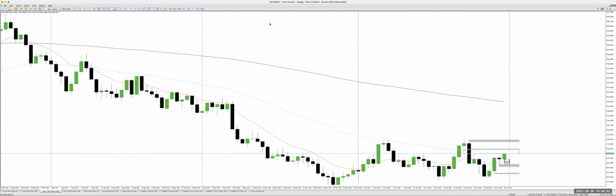Just want to do some markups, a few markups on a few assets and synthetic indices. So the current chart is C1 daily. You can see here for the whole month, we've been sort of in a range.